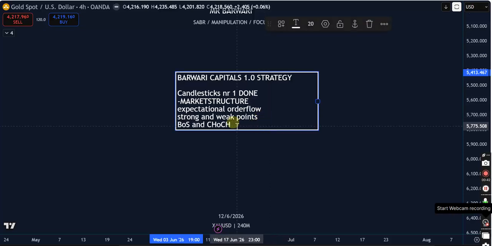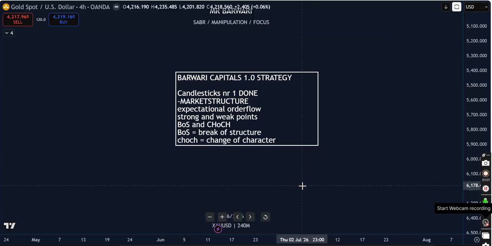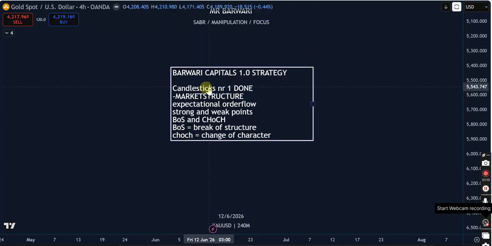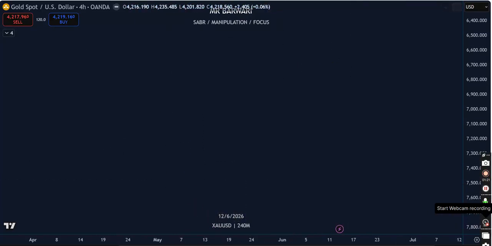So these words, break of structure is a break of structure. Change of character is change of character. This is the terminology for this, and I'm gonna go through with you guys how I view the markets. First, in just drawing it, then we're gonna go to the charts and practice it. So let's go right through it.